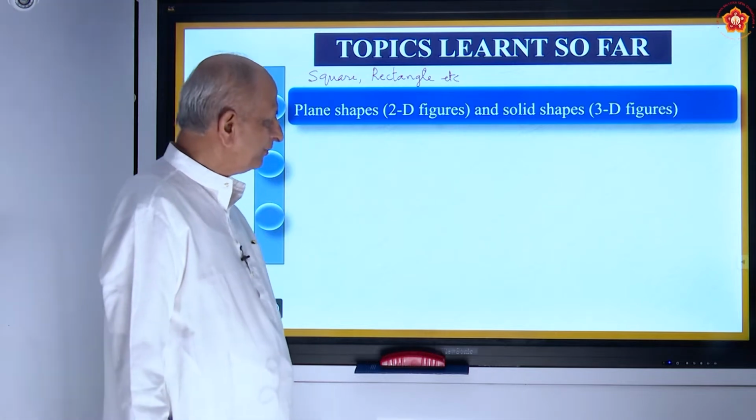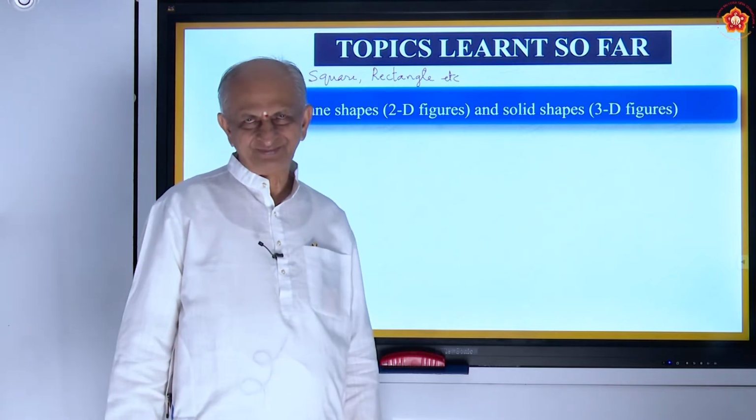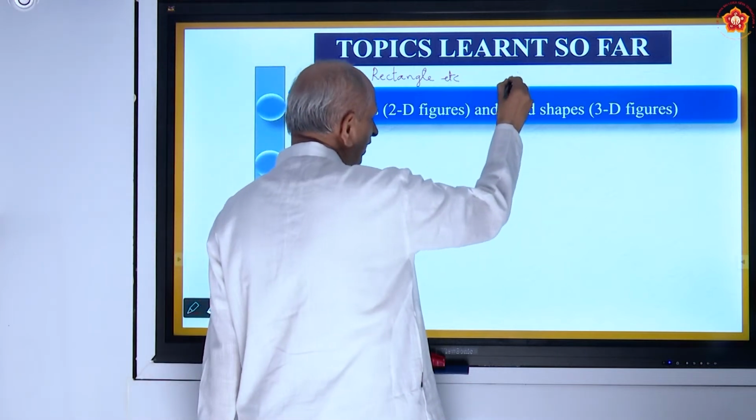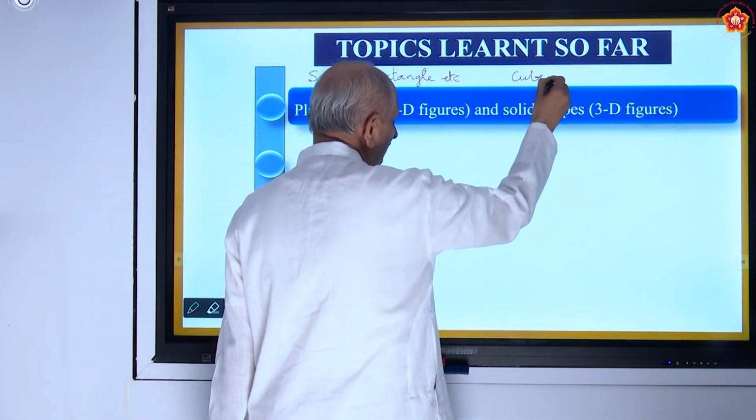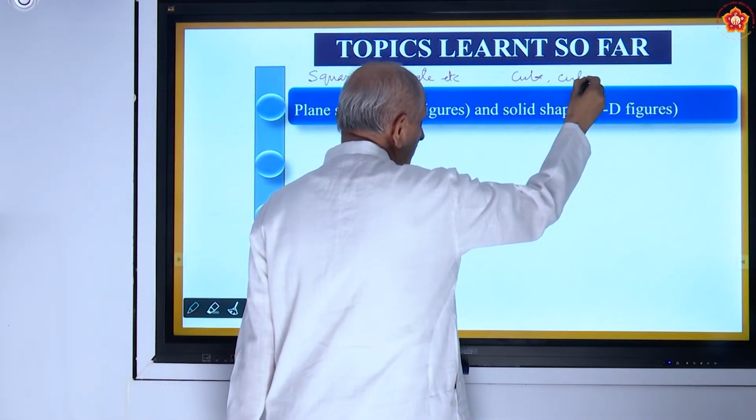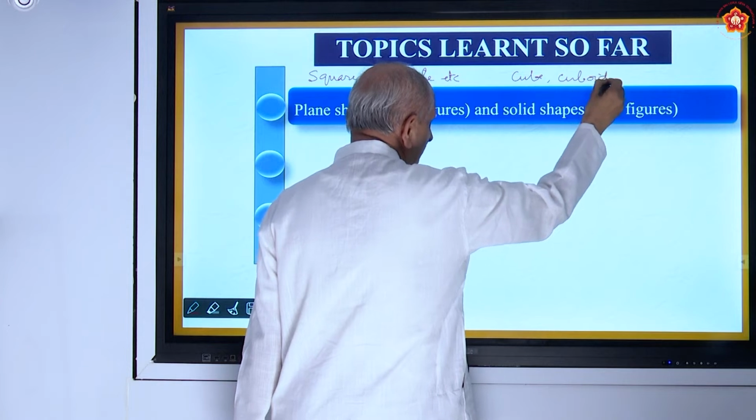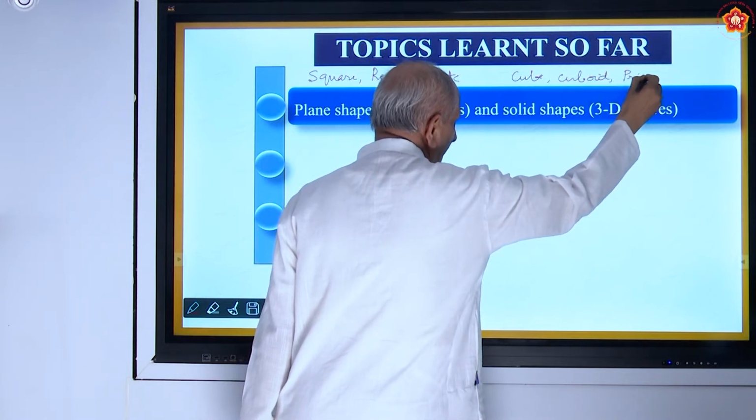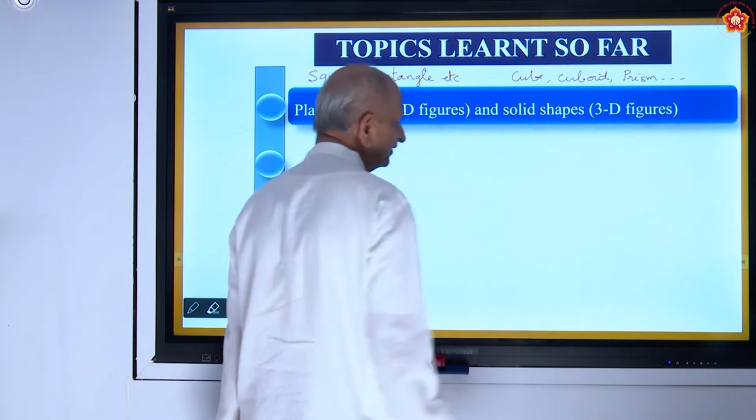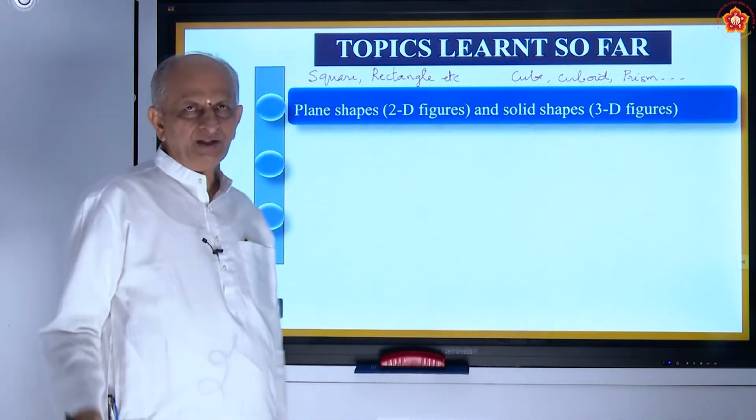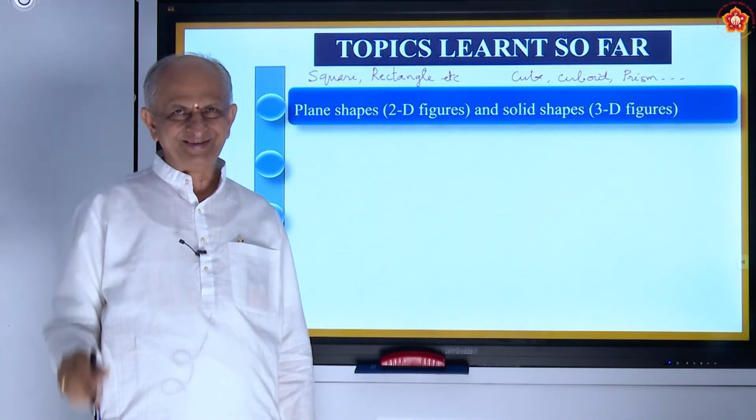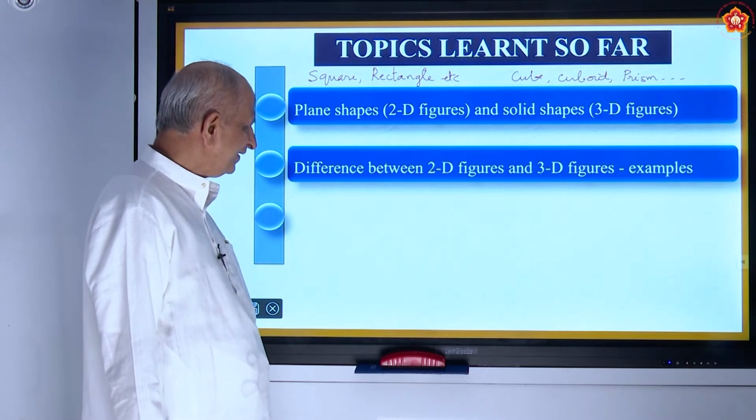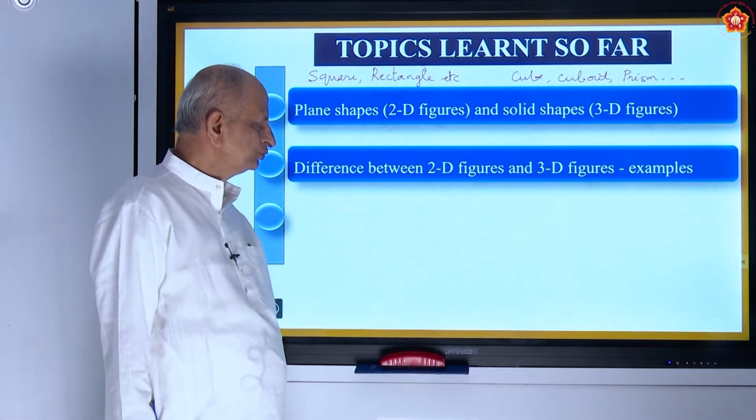Also, we have seen about solid shapes. Can you name some of them? You have cube, cuboid, cylinder, prism, pyramid, etc. They have length, breadth and height, correct? So, now what is the difference between these two?